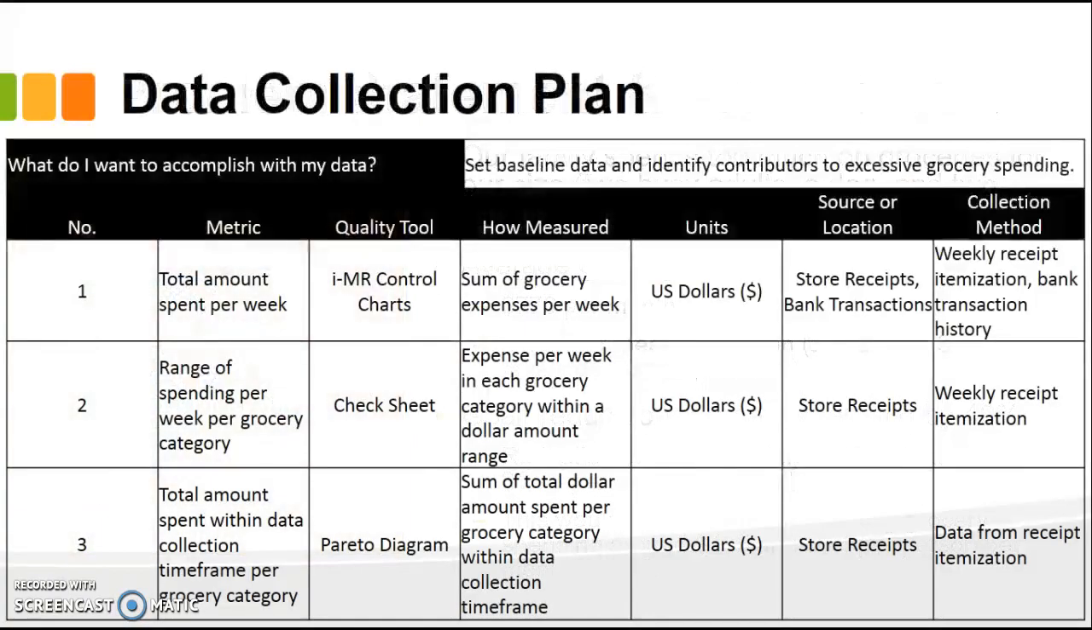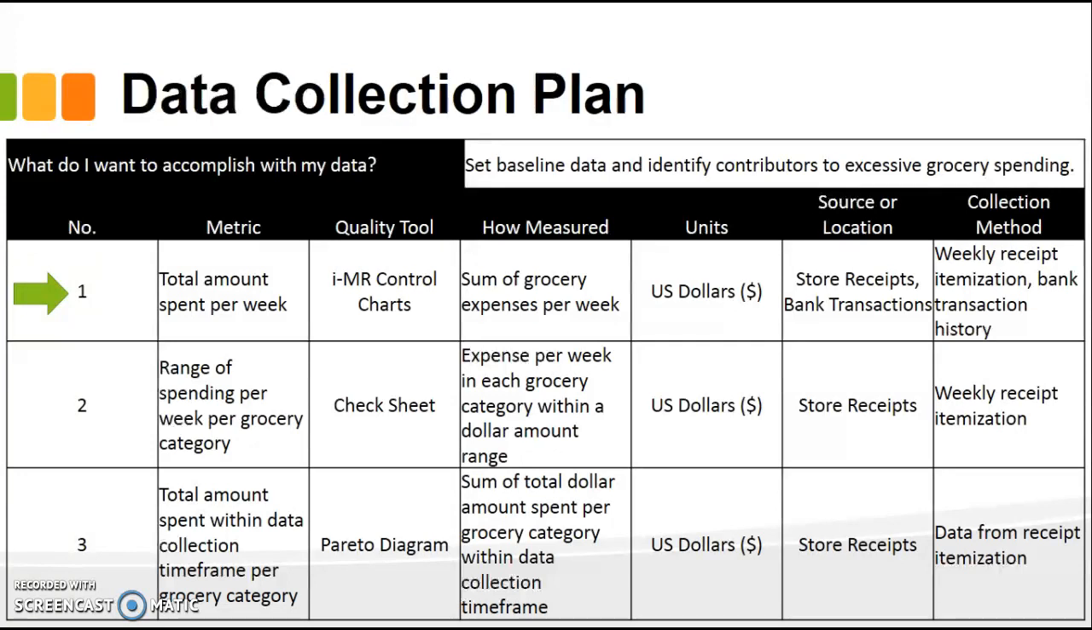For this phase of the project, I came up with a data collection plan, and what I wanted to accomplish was to set that baseline and identify those major contributors to excessive spending. So I used 3 different metrics and quality tools to do this. First, I used an IMR control chart. I used store receipts and bank transactions from the past 32 weeks to add up those grocery expenses per week and plotted those on the IMR control charts.